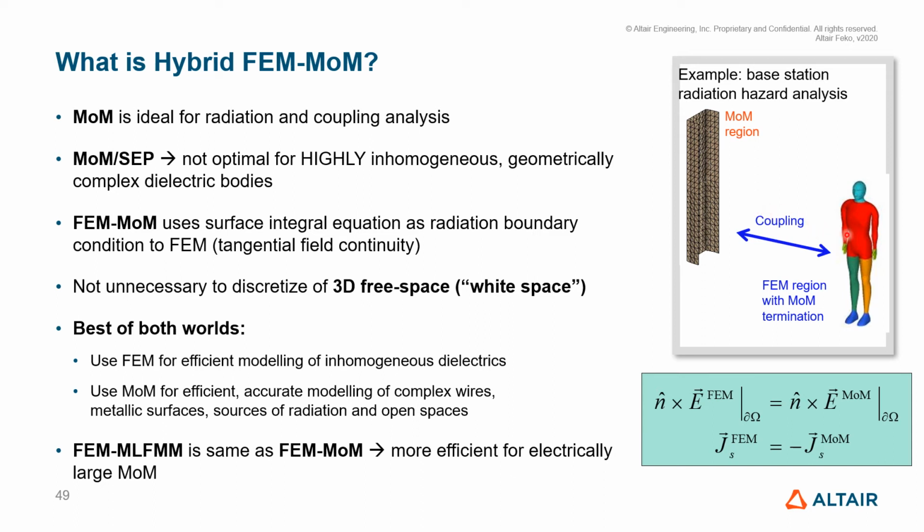Instead, you could use FEM inside the human body, but the surface of the human body can be terminated with the method of moments boundary condition. That is, at the surface, we take the fields inside and match them with the fields outside with the method of moments on the surface. That is, FEM current on the inside to method of moments current on the surface. So the radiation boundary condition is taken care of by the method of moments currents on the outside. So you don't need to discretize this white space.